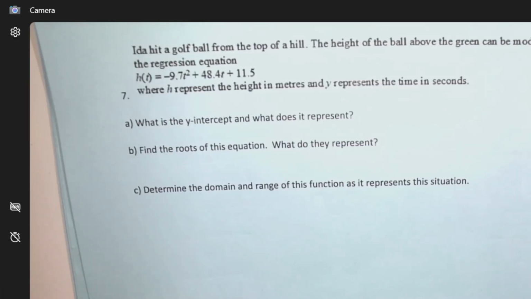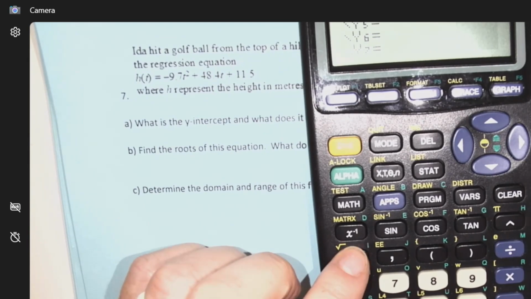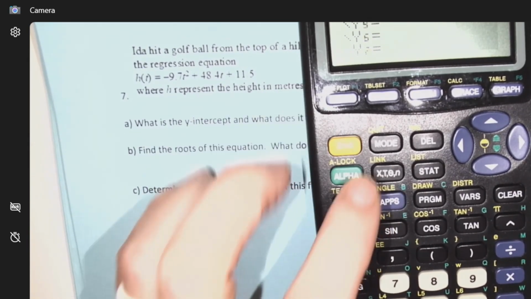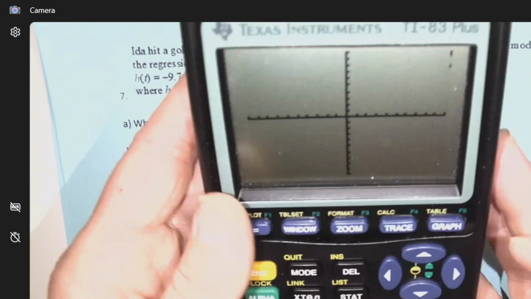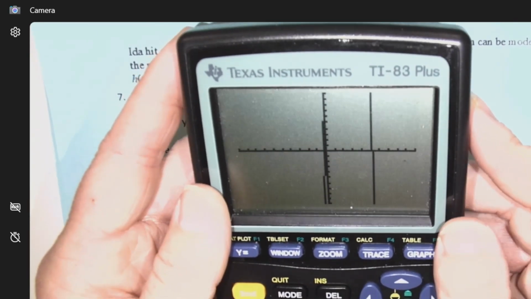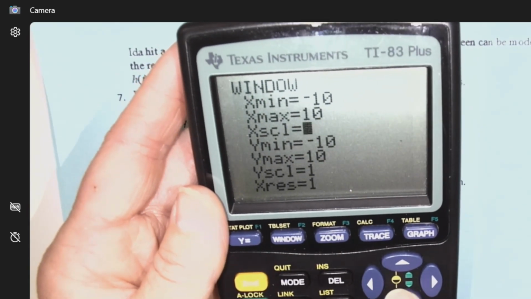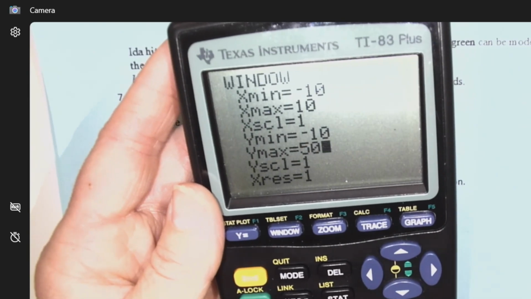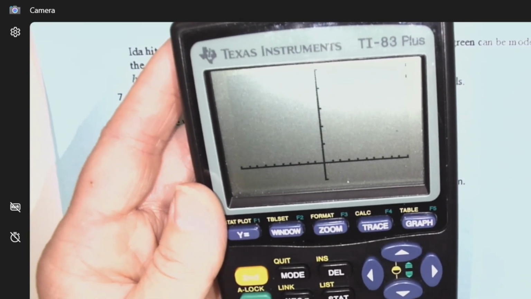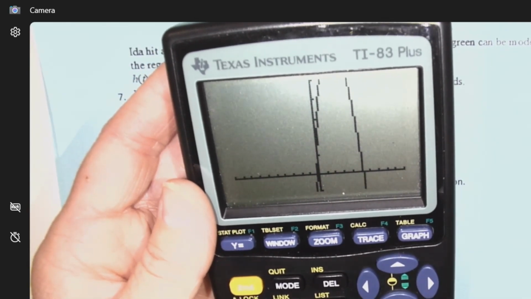Okay, Ida hit a golf ball from the top of a hill, and this is the equation, so you just go right into your calculator and you type it in. So I typed it in, I graphed it, I can't see the top of the graph. So I go to my window, I can change things. I'm going to go, I don't know, 50. Okay, still can't see the top.